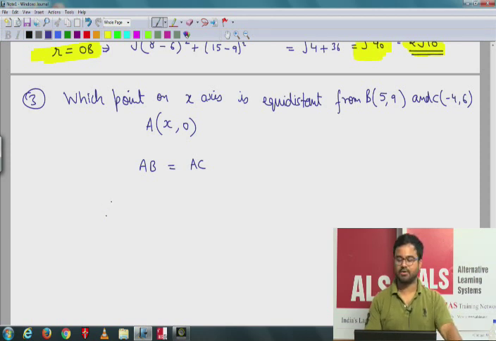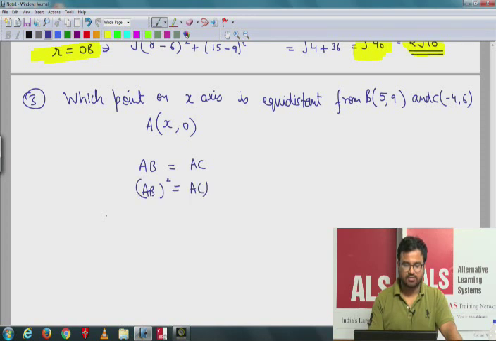Okay, let me solve this for you. AB is equal to AC. So you know that when we are going to write AB, there will be a square root sign. So in the starting, I am doing the squaring on both the sides. So AB square is equal to AC square. So now the square root sign will not be there. So AB, so it is x2 minus x1.